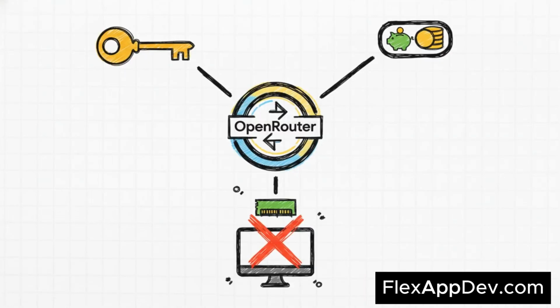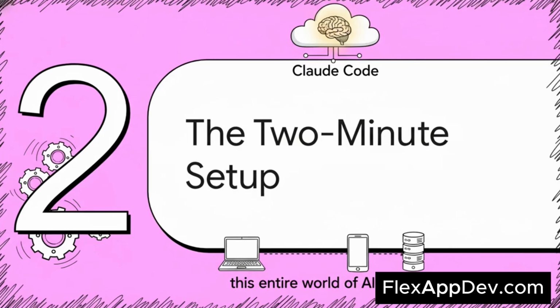And this is really why it's such a game changer. You get one API key for everything. You can switch between free and premium models whenever you want, on the fly, and, most importantly, you don't have to install these massive models on your own machine. No more headaches about RAM or VRAM. And get this, getting all of this up and running is incredibly fast. Seriously, I'm talking about a 2-minute setup to connect Claude Code to this entire world of AI models. Let me walk you through it.